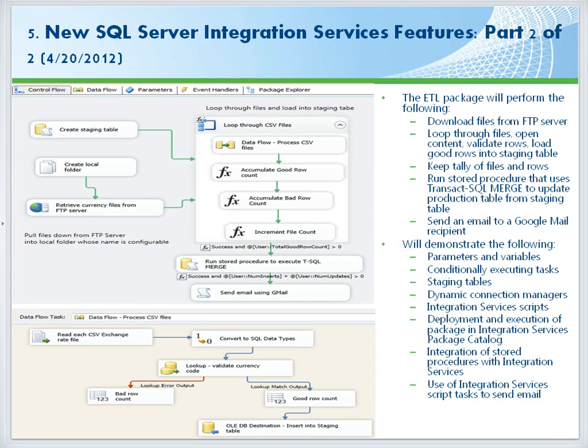Well, I'm going to pull down some files from an FTP server, not knowing how many there are going to be. I'm going to loop through the files, validate the rows, because there might be some currency codes in there that aren't valid currency codes. So after I retrieve the files from the FTP server, I'm going to loop through them, and I'm going to process all the information inside of each individual file. Now, I'm not going to load the contents directly into my final destination table. I'll show you in a minute what that's going to be. I'm going to actually load it into a staging table.